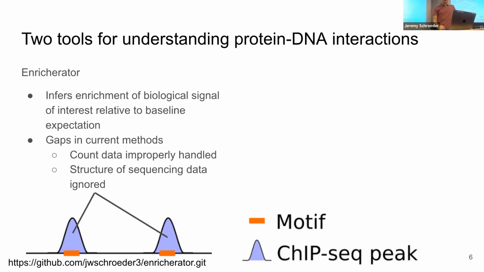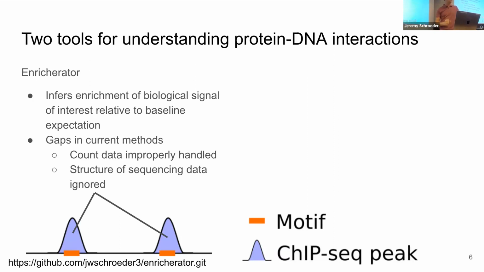As for gaps in current methods, the major gaps to me are that very often, with most tools available and most ways that we handle these data, we handle the count data that sequencing data are as if they are continuous in the math we use to infer enrichments of interest. And you'll see in this talk how that can be extremely problematic.